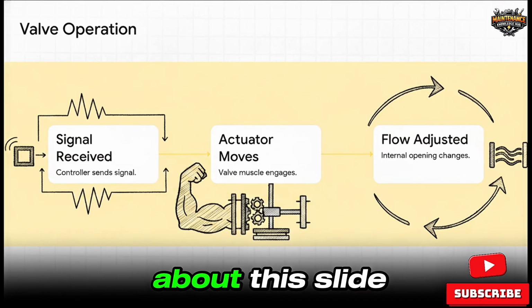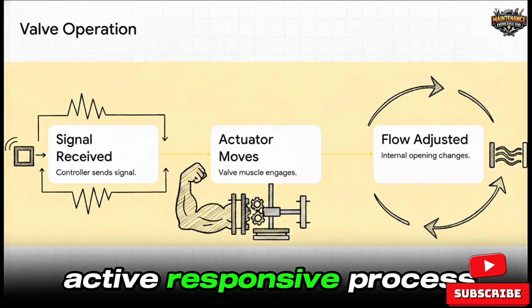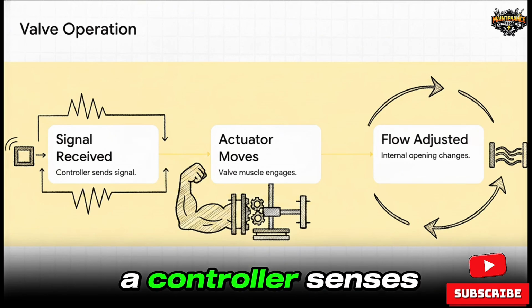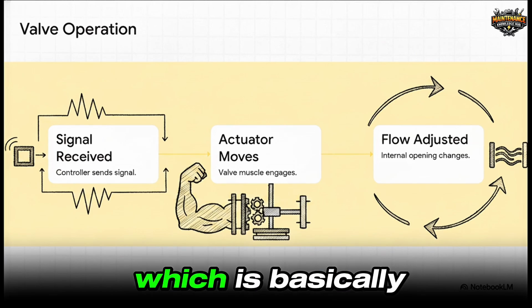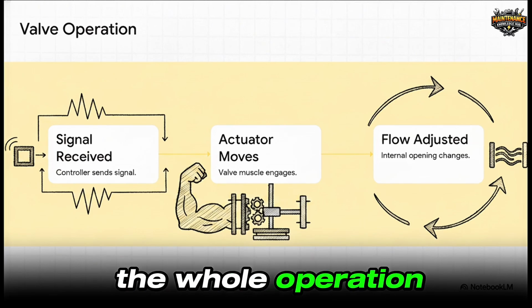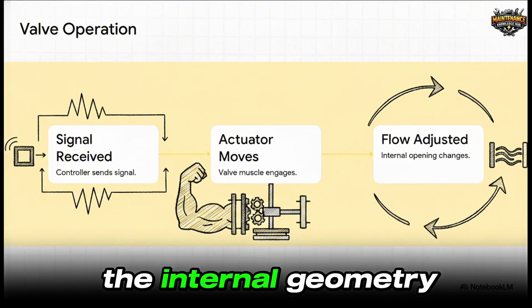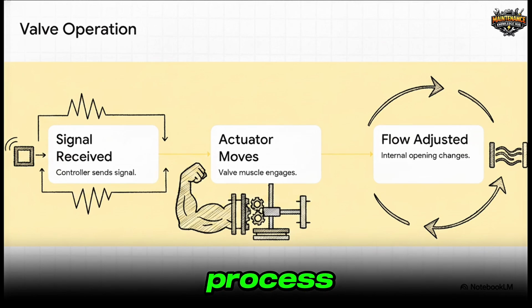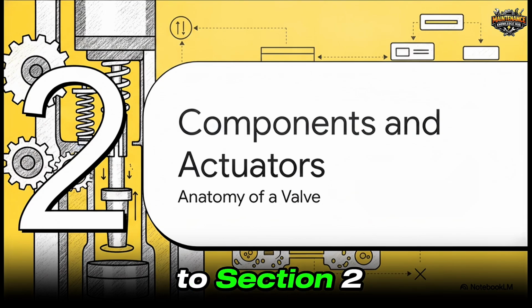Now, what's really interesting about this slide is how it turns a static concept into this highly active, responsive process. It's a real-time feedback loop. Step 1, a controller senses something's off and sends a signal. Step 2, the actuator, which is basically the muscle of the whole operation, receives that signal and physically engages. And Step 3, the internal geometry actually changes, instantly adjusting the flow to correct the process. It's happening constantly. Moving right along to Section 2, key components and actuators.